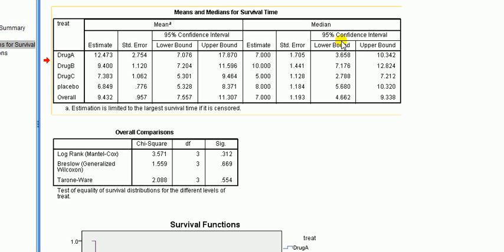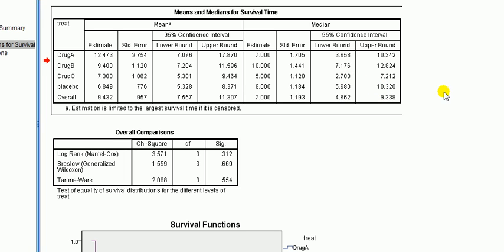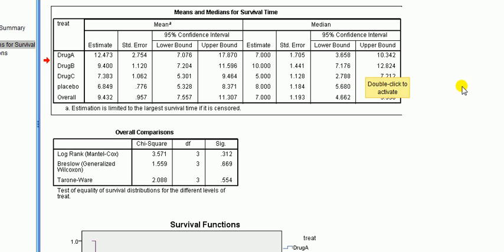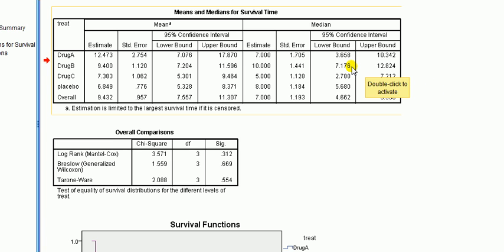And then if we look at the 95% confidence interval of the time of deaths across the 4 levels of that factor, we can see that they overlap, through about 3.5 to 10. Next one, for drug B, is about 7 to 12, which overlaps with drug A, which overlaps with drug C. God, I hate this double click to activate thing. And then placebo 5.6 to 10, so they all overlap, suggesting there's no difference in the actual median value.